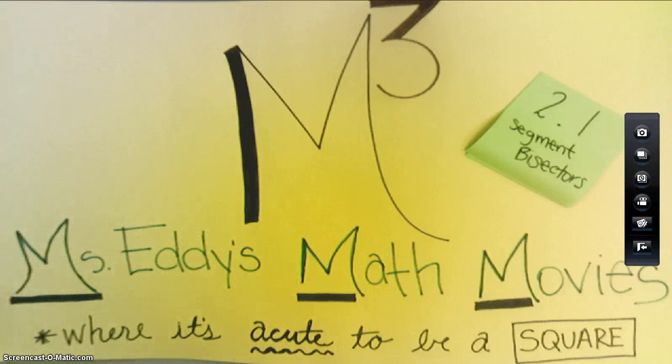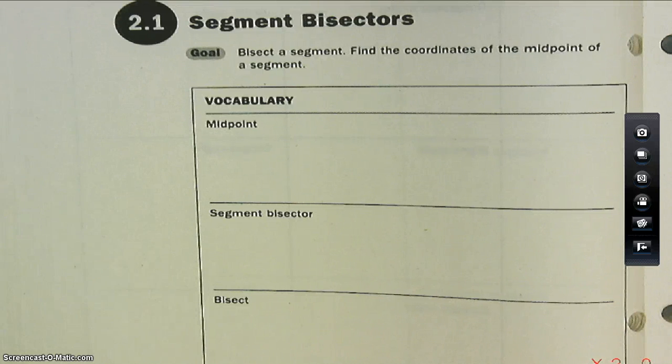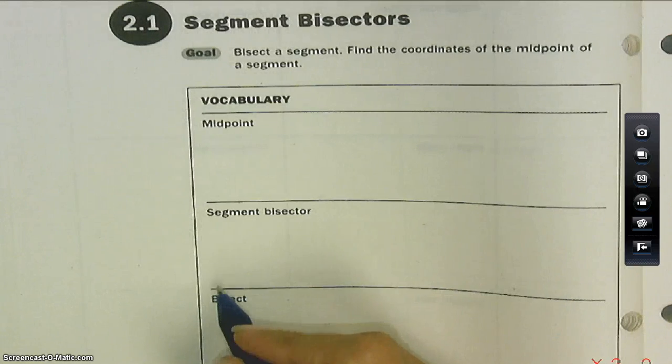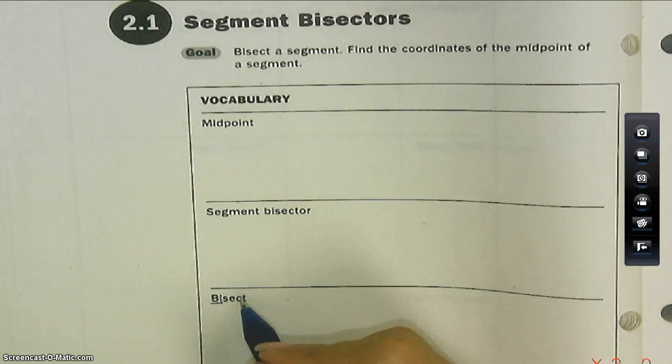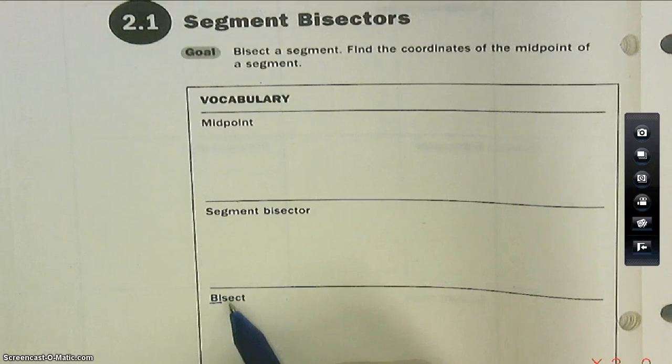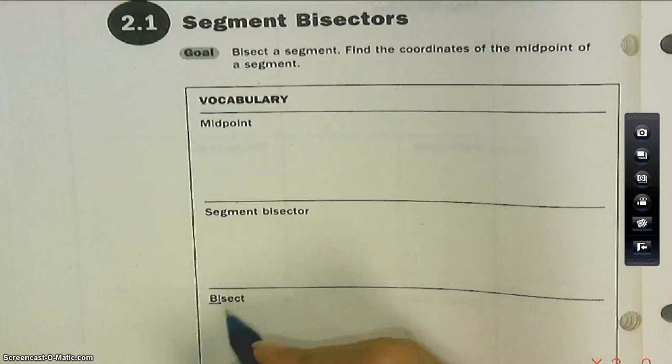Today we're doing section 2.1, which is all about segment bisectors. Since we're learning about segment bisectors, you might be wondering, what is a bisector? Or what does it mean to bisect? Well, bi means two, and sect means to cut or to slice. So we're cutting into two parts or into halves.